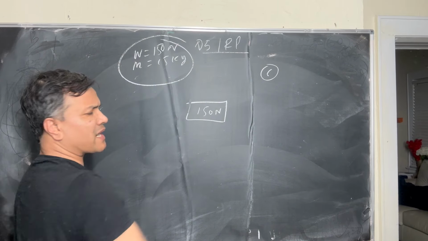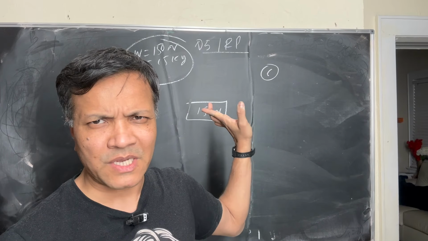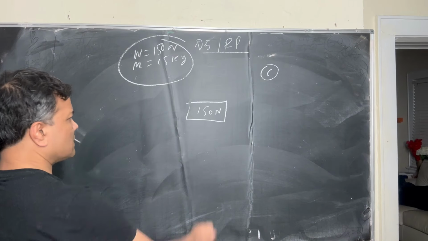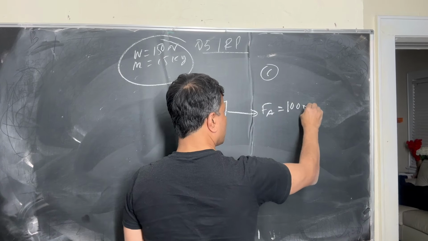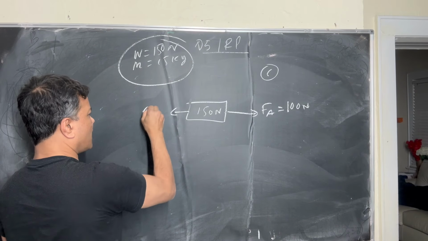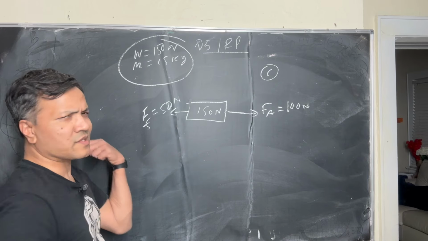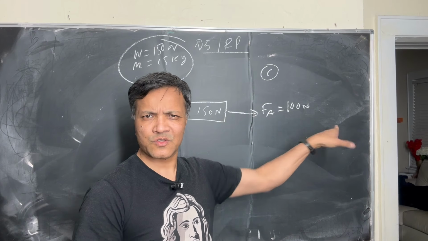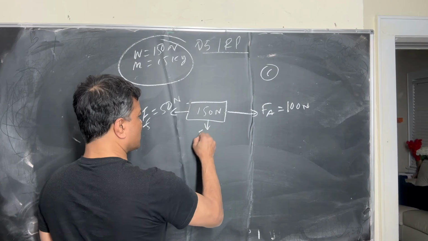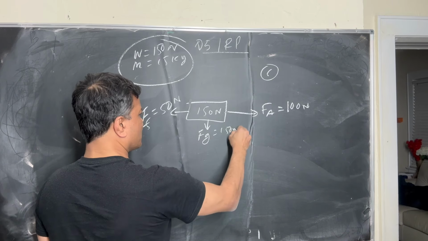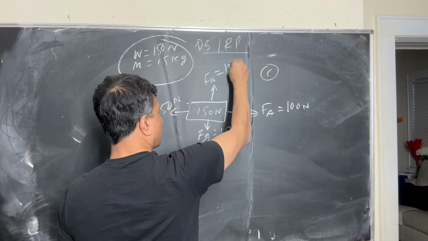If you feel good by writing this one, feel free to do that. I don't care. I give you scrap paper. You write whatever you want. Good. You pull this one by 100 Newton and there is friction of 50 Newton. So friction is going this way, but there is a net force to the east because 100 is bigger than 50, obviously. Fg is 150 Newton and Fn is also equal in magnitude, opposite in direction.